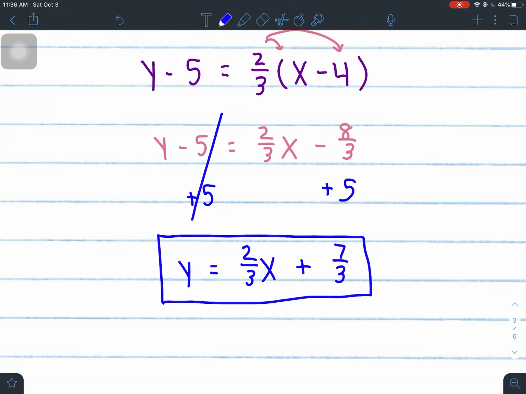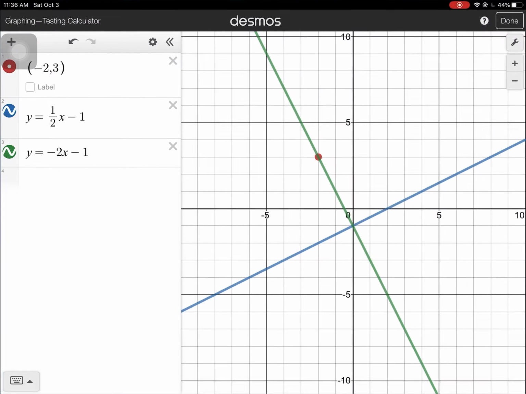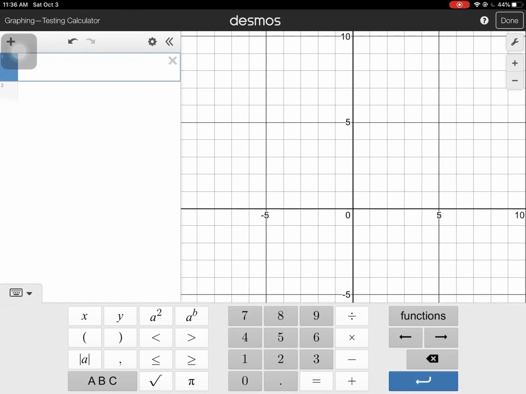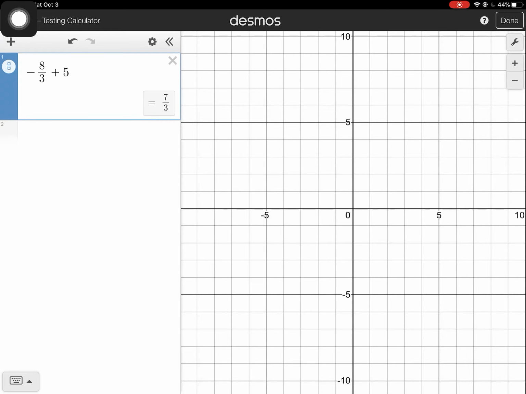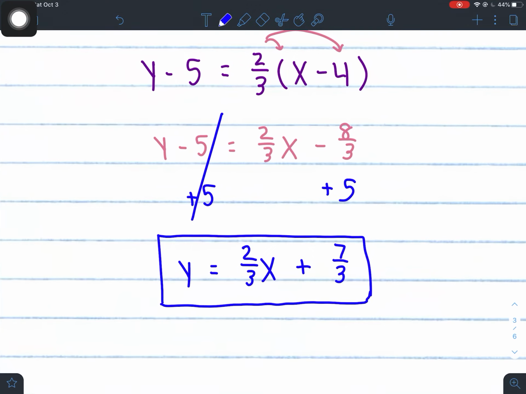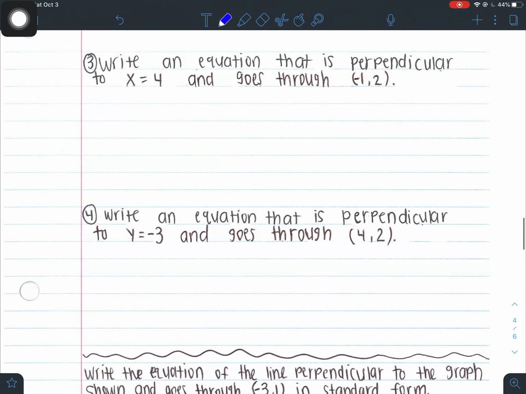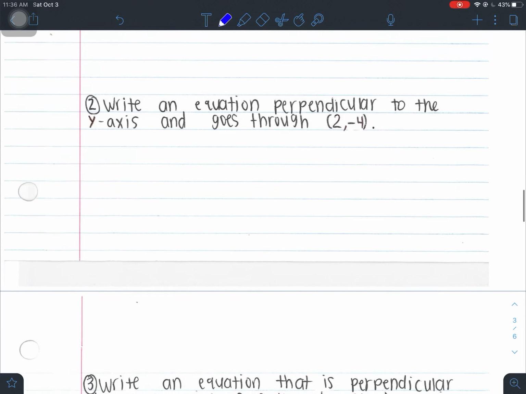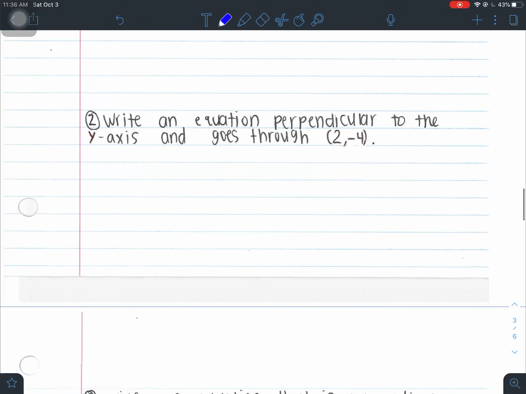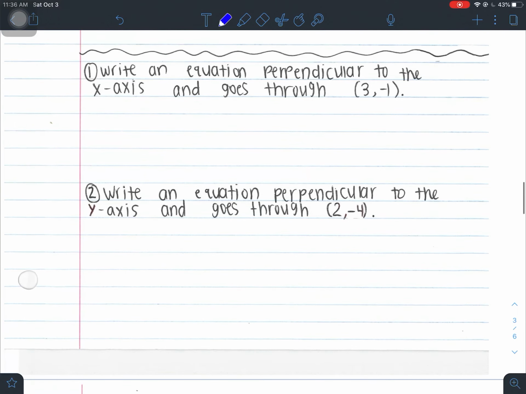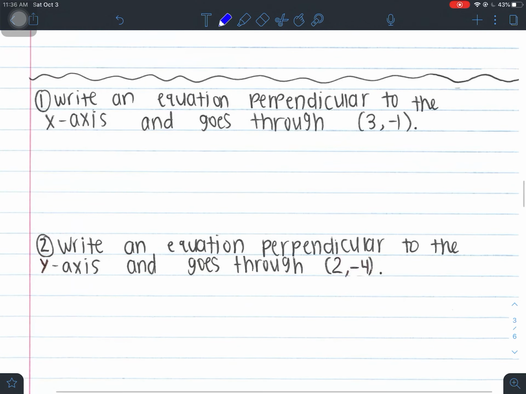And I'm going to double check that I added my fractions correctly over there real quick. So negative 8/3 plus 5. Yep, positive 7/3. Okay, yeah, so that's our equation. All right, now the next 4 problems are pretty similar to the same section as the day before with parallel. However, the last 2 are going to be a little bit different, so it is important that you pay attention to those. So write an equation perpendicular to the x-axis and goes through the point (3, -1).